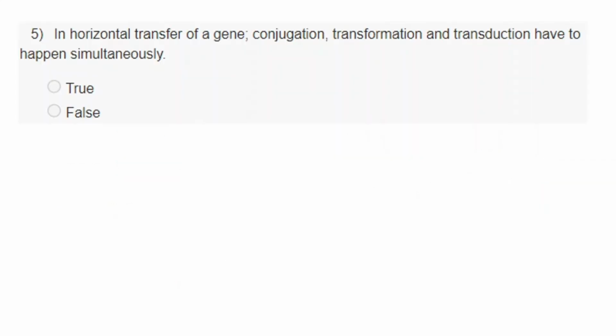Moving on to the next question. In horizontal transfer of a gene, conjugation, transformation, and transduction have to happen simultaneously. Anybody? False. Yeah, it's false. There's no threshold or criteria that all three things have to happen simultaneously. Conjugation, transformation, and transduction are three ways to horizontally transfer a gene.